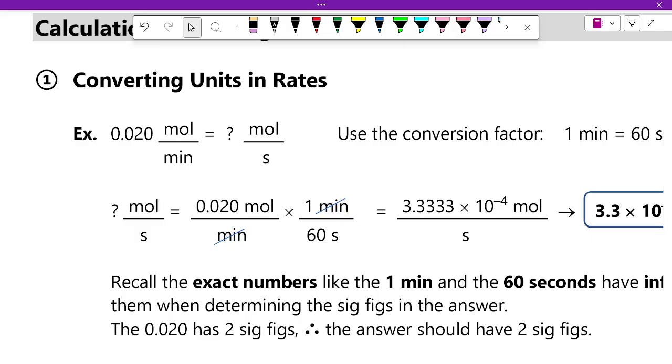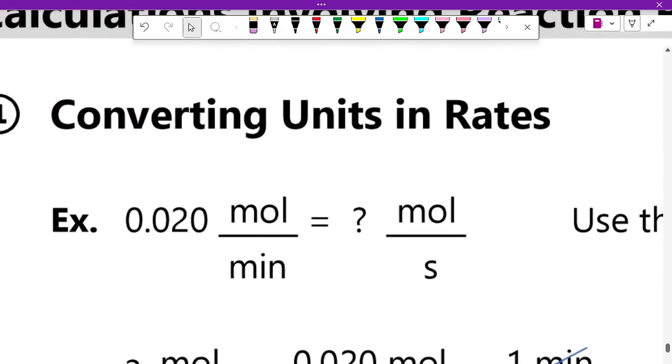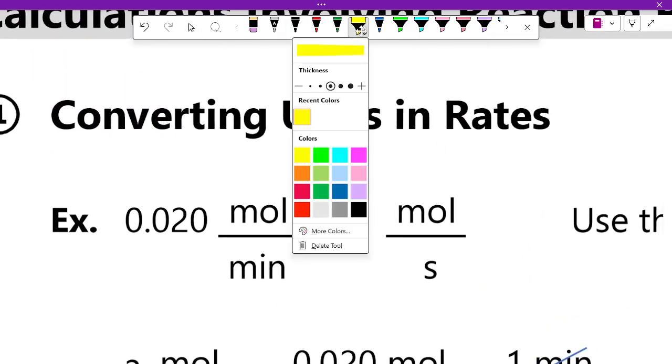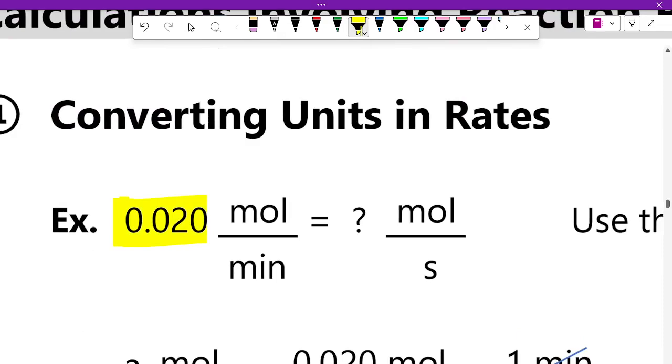I will bring up significant figures here just because they do come up from time to time. How many sig figs in this number here?